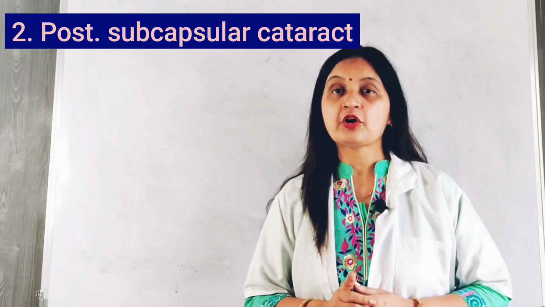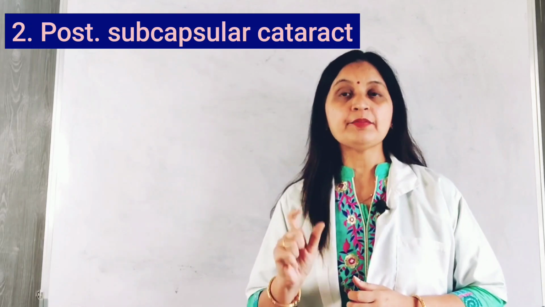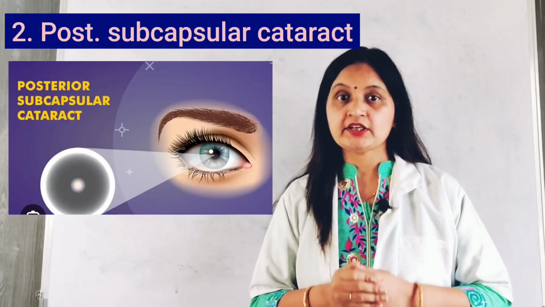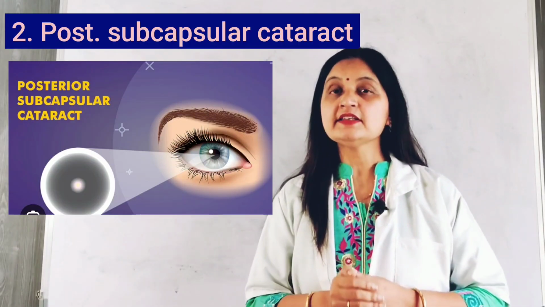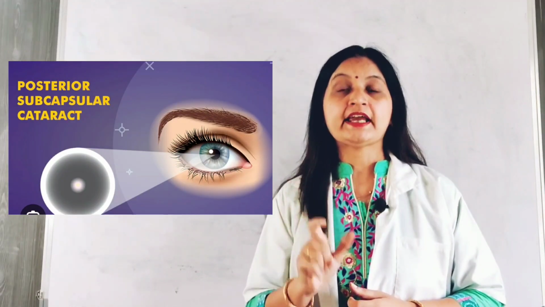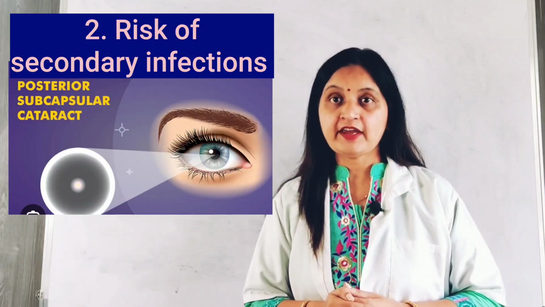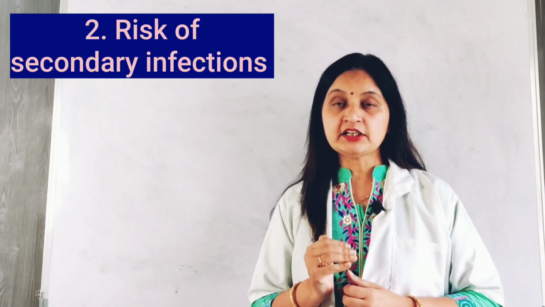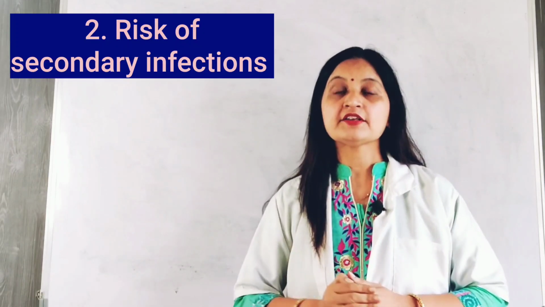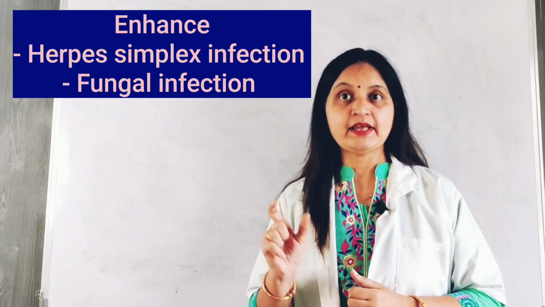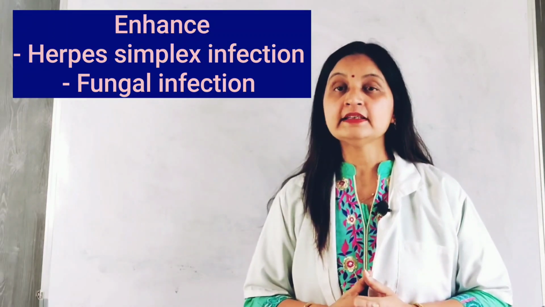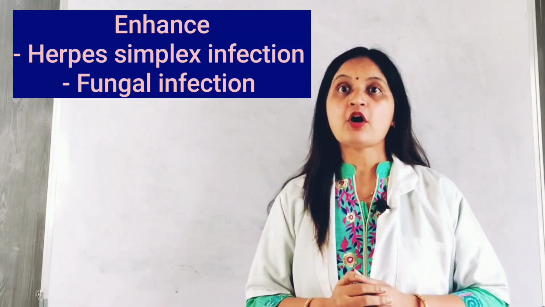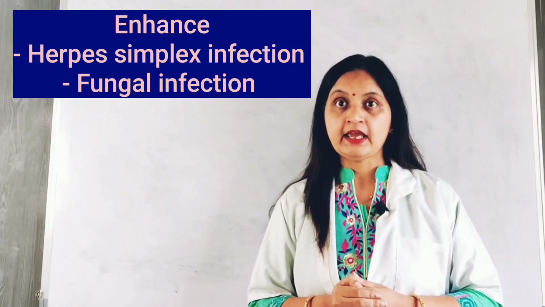Secondly, prolonged use of steroids increases the risk of posterior subcapsular cataract formation. However, the mechanism for cataract formation is not known. These steroids increase the risk of secondary bacterial infections or viral infections, and this is because of their immunosuppressive property. It reduces the tissue defenses and increases the risk of infections such as herpes simplex infections. It also worsens fungal infections because of its immunosuppressive property.